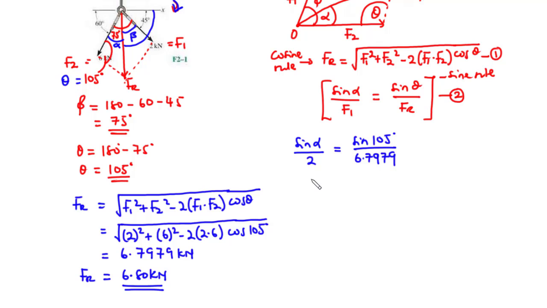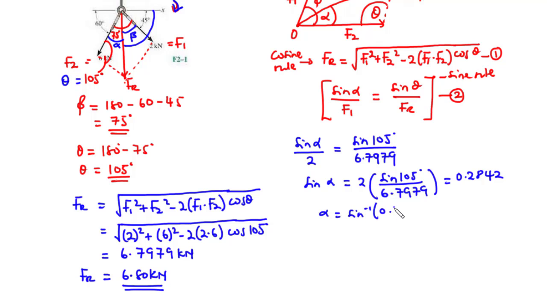So we have Fr to be 6.7979. Therefore, we have sine alpha equal to, we multiply 2 by this whole value. So 2 times sine 105 degrees divided by 6.7979. And then this is equal to 0.2842. So we have alpha equals sine inverse of this value. And then we have alpha equal to 16.51 degrees. So this is the value of the angle alpha.